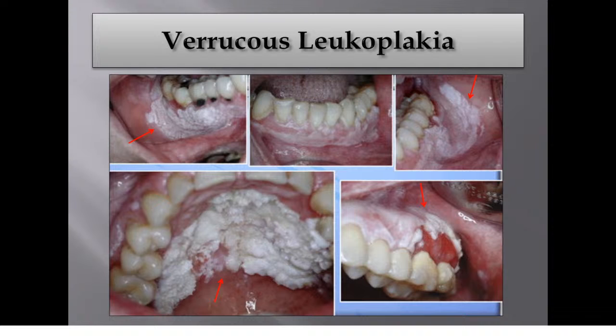And on this slide, you can see verrucous leukoplakia, and it's a very difficult and severe disease, which in most cases occurs in patients with some immunodeficiency states.